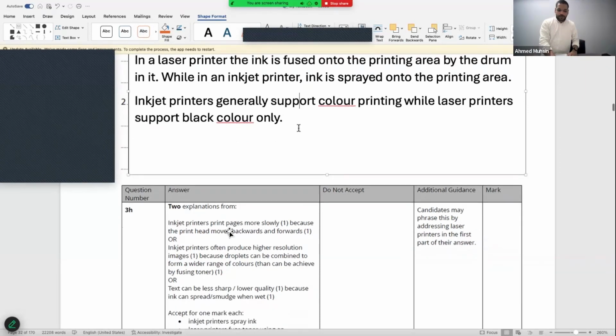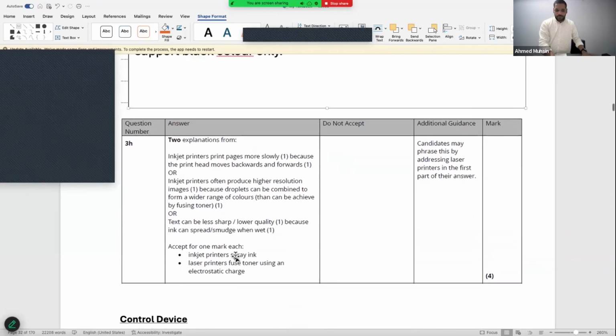Okay, right. Smudging, we did not speak, no? Everyone, we didn't speak about smudging. Examiner has spoken about it. Okay, right. Let's keep moving, guys. I'm moving down. Okay, right.